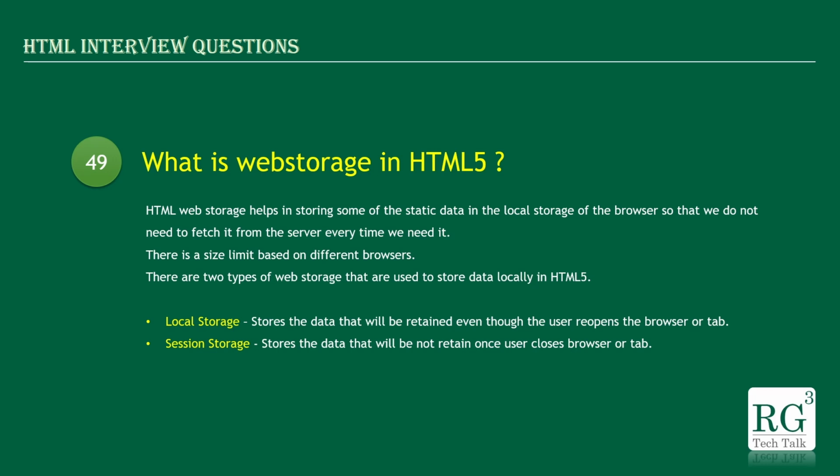There are two types of web storage used to store data locally in HTML5: local storage and session storage. Local storage stores data that will be retained even if the user closes the browser and reopens it again in a tab. Session storage data will not be retained once the user closes the browser. Which means if you are storing some data and you close the browser or tab, and then come back or reopen the tab, your data will be lost.